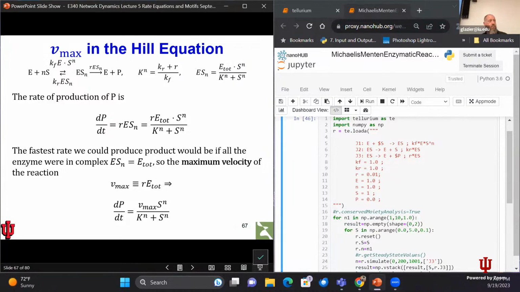So don't you need to multiply the s by n too? Sorry? Don't you need to multiply the s by n too? So Pedro asked, shouldn't s be multiplied by n? I explained earlier that the derivation of the rate law based on mass action assumes that that's true. However, the rate doesn't depend on that.